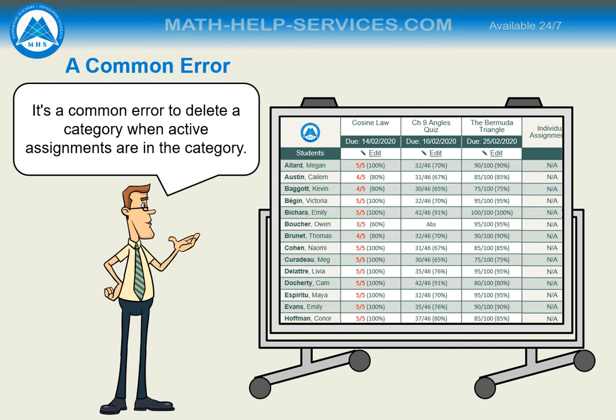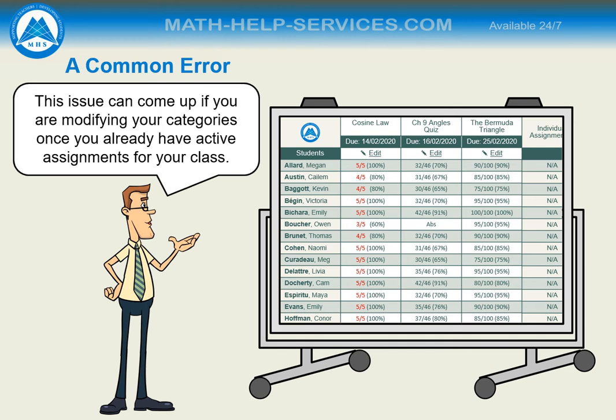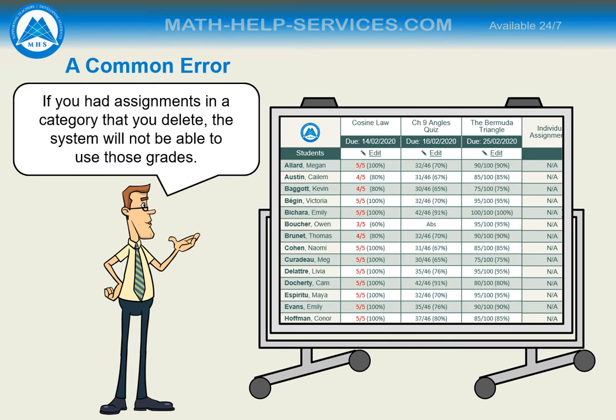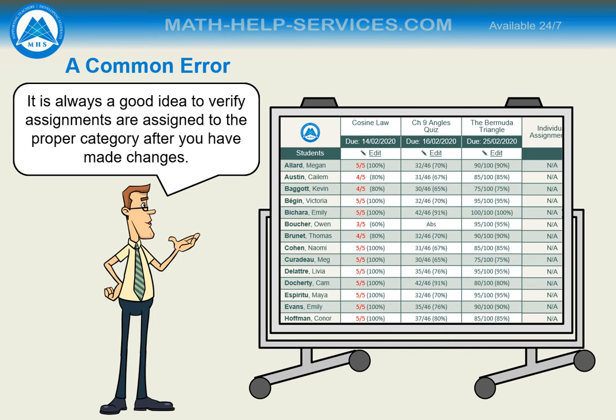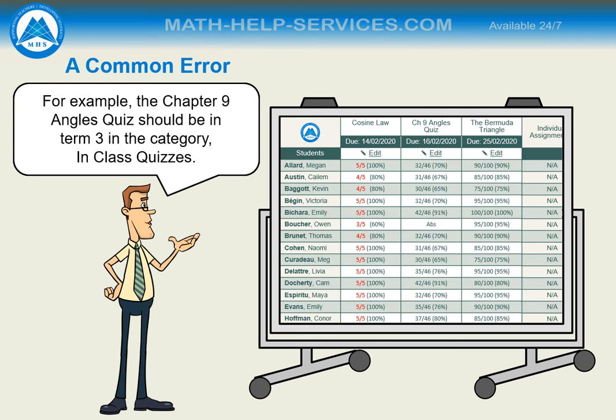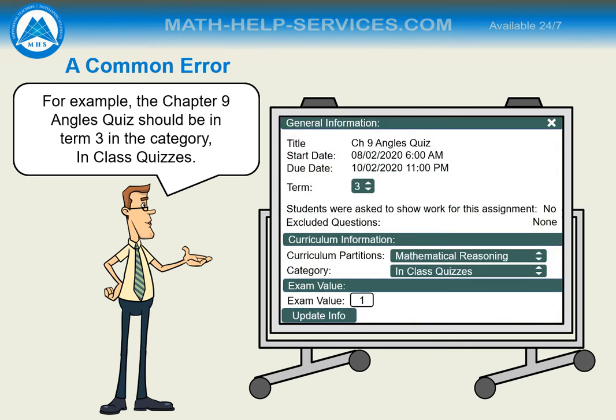It's a common error to delete a category when active assignments are in the category. This issue can come up if you are modifying your categories once you already have active assignments for your class. If you add assignments in a category that you delete, the system will not be able to use those grades. It's always a good idea to verify assignments are assigned to the proper category after you have made changes. For example, the Chapter 9 Angles quiz should be in Term 3 in the category In-Class Quizzes.